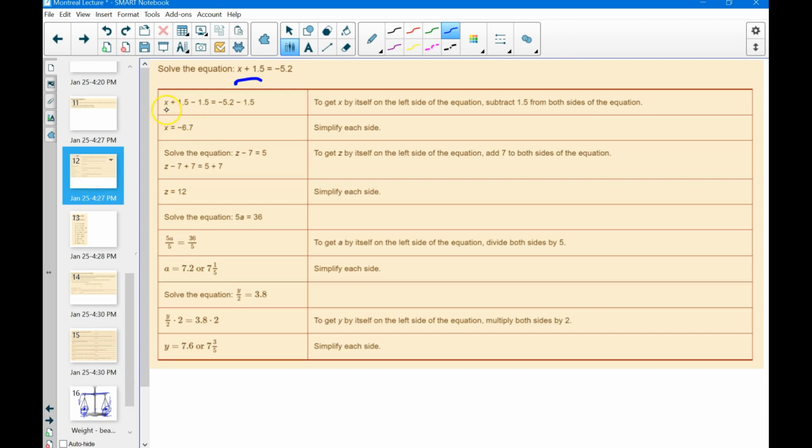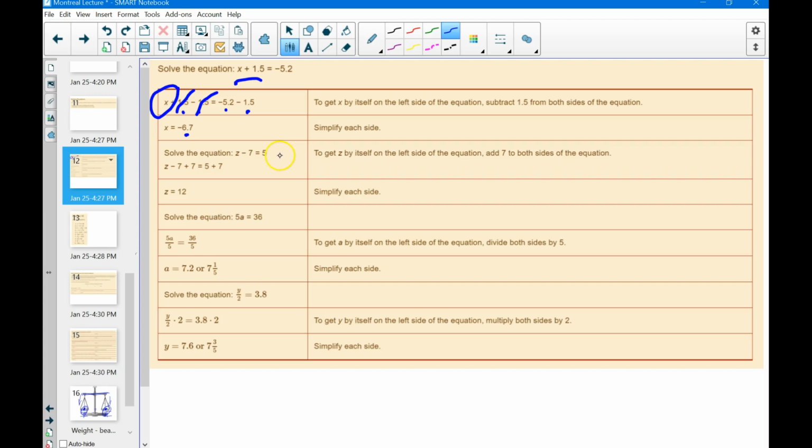So to get the x by itself, I need to get rid of 1.5. To do that, I just subtract. I subtract 1.5 here, but I also have to subtract 1.5 over here. The 1.5 on this side goes away to 0, and then you see how the x is left by itself. And we have 0.5, negative 5.2 minus 1.5 gives the total here. Again, we get rid of these by doing the opposite operation.